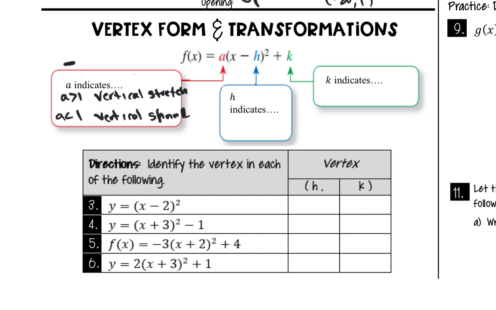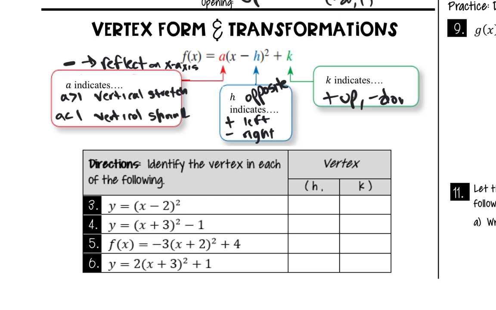If I have a negative, that means I reflect it on the x-axis. A negative is not part of a stretch and shrink. It's separate. H, if you add a number on the inside, you go to the left side. If you subtract a number on the inside, you go to the right side, and that's because H is always the opposite of what you see. And K moves you up if you add or down if you subtract. Again, H and K is your vertex.